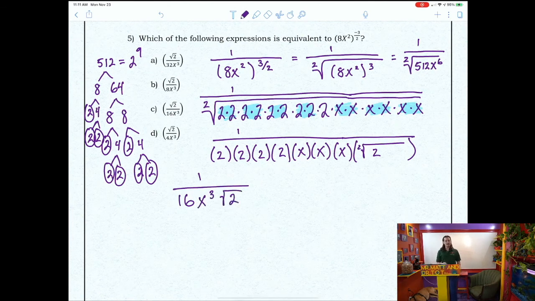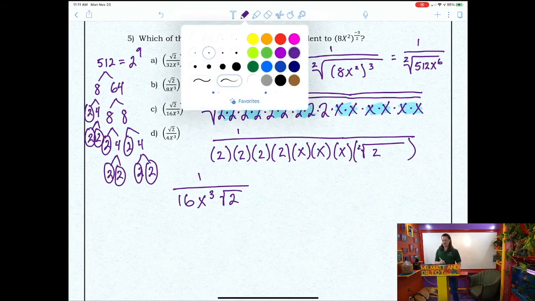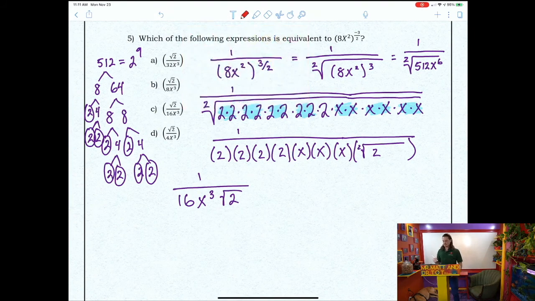Notice that that doesn't match any of our answer selections. So I need to rationalize the denominator. I need to get rid of the radical sign. It's technically not appropriate to leave a radical sign in the denominator. So I'm going to multiply by some version of 1 that's going to eliminate that radical. Namely, I'm going to multiply by itself in the numerator and denominator.